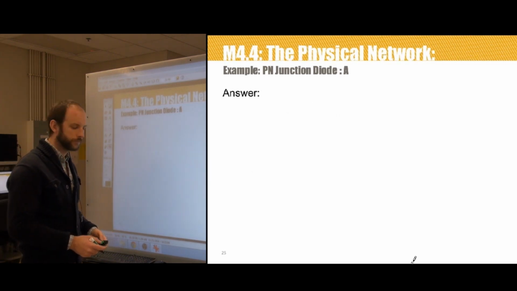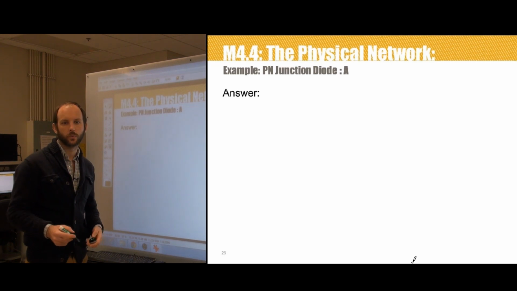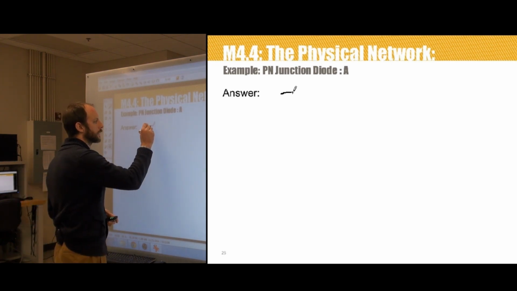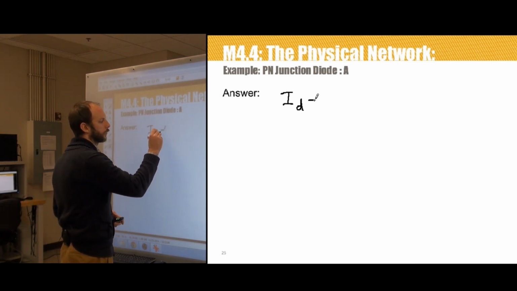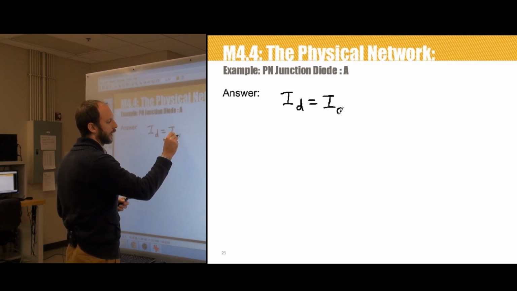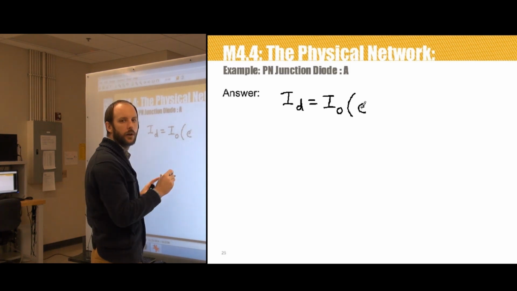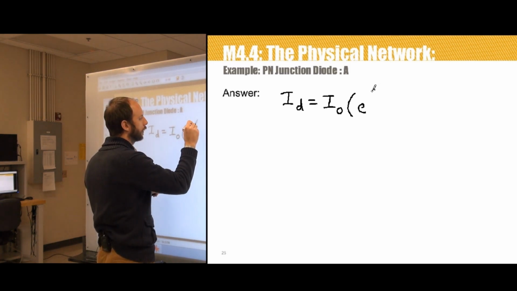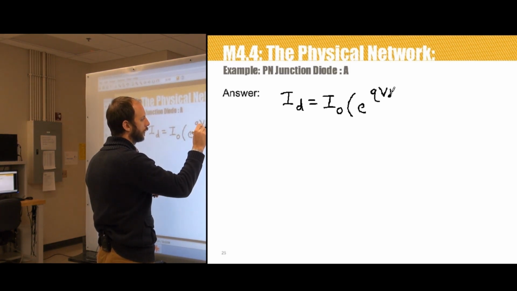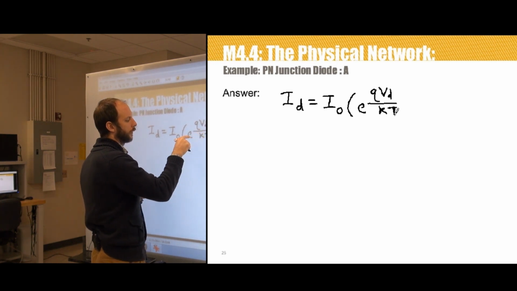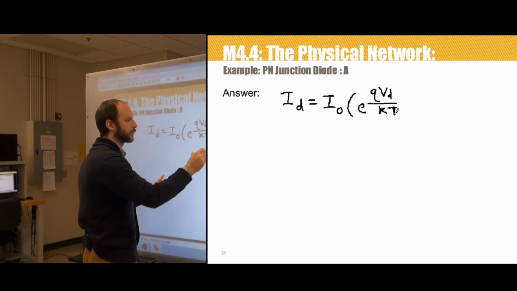So let's just rewrite the Shockley equation. ID is equal to the reverse saturation current, I0. We then multiply it by e, an exponential function, e to the QVD divided by KT. Right? All this is in the exponent. We subtract off 1.